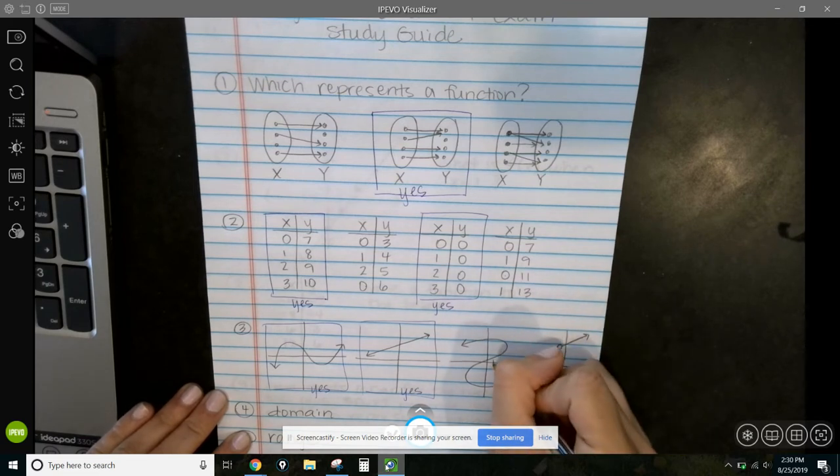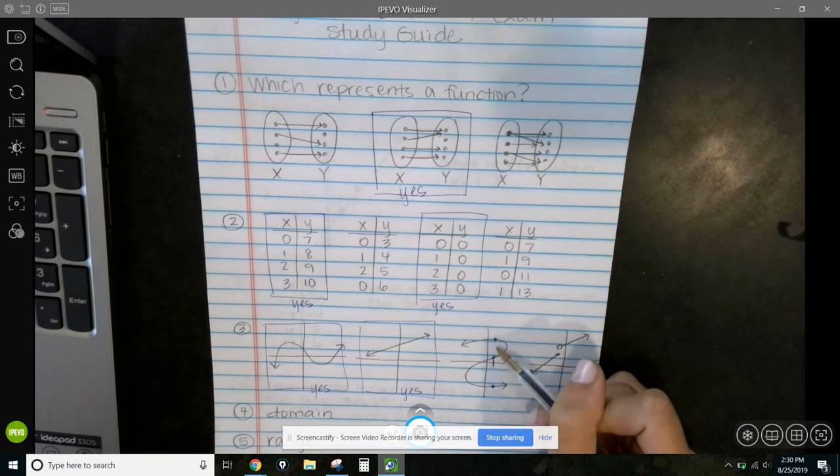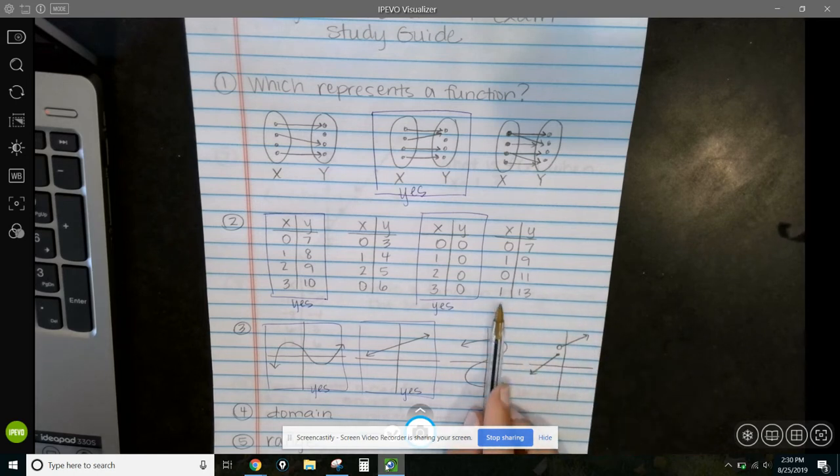So I'm just going to pretend, say this is the number 1 right here. 1 on this graph has three different outputs. So if my input was 1, I wouldn't know what to say my output was because I have three different outputs all for that same x value. So this one is not a function. It did not pass that vertical line test.